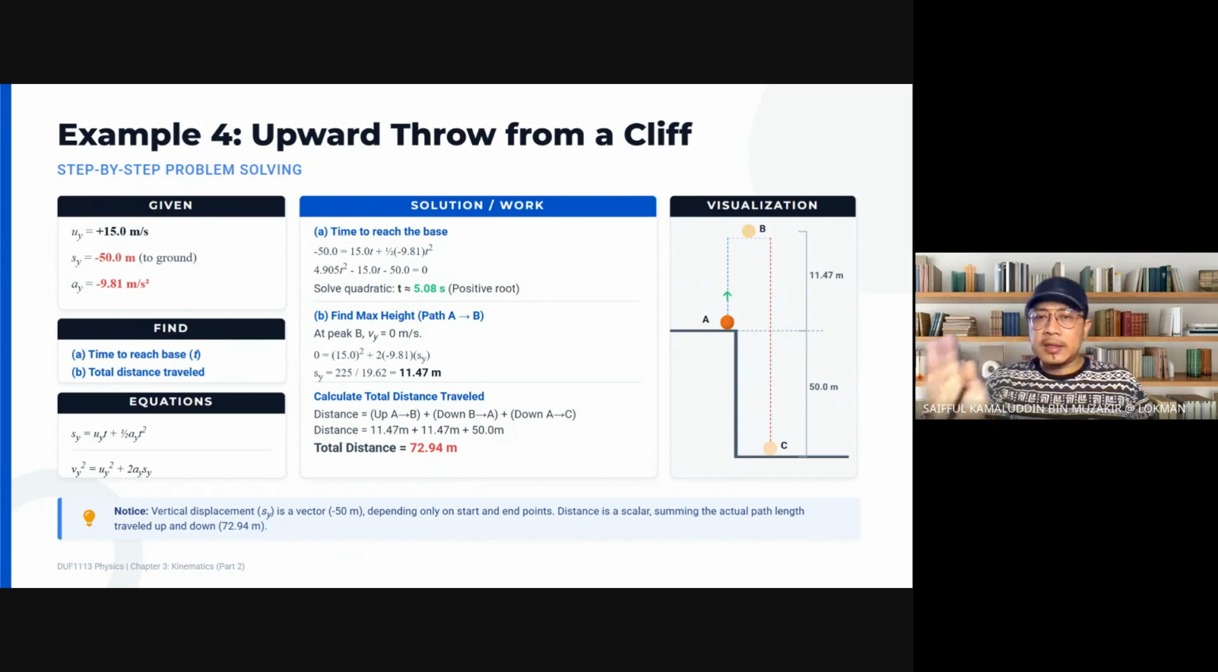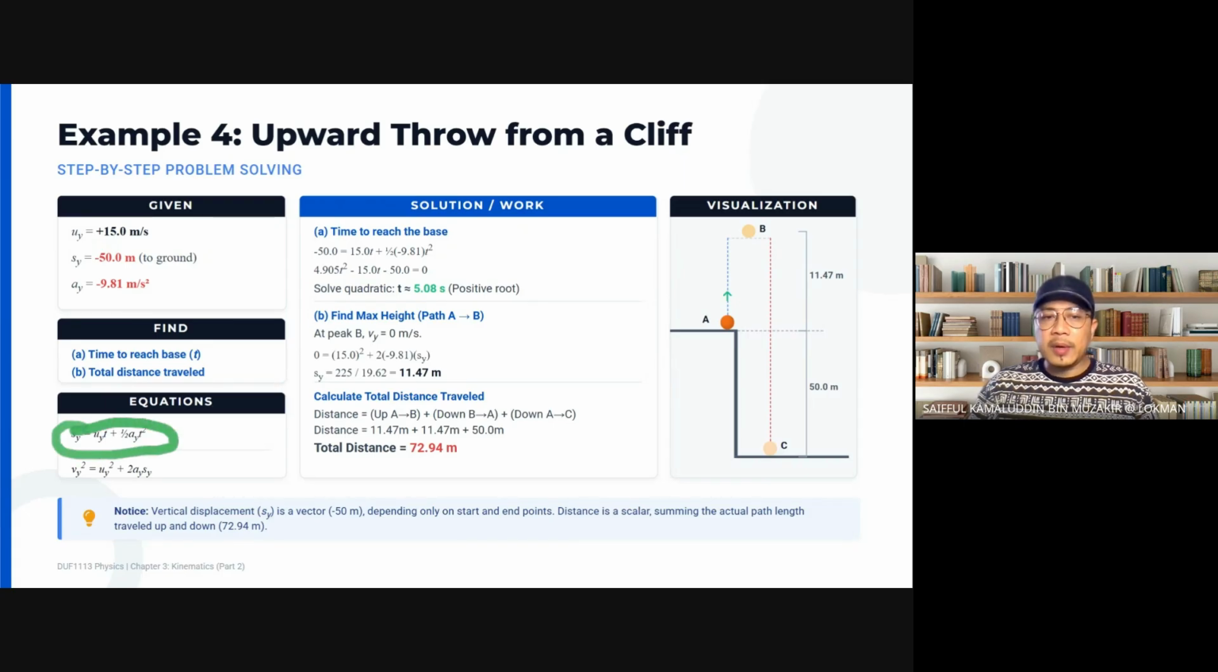but we are at the edge of a cliff, such that if you look at the figure on your right hand side, we are throwing something upward, then the object keeps on falling down to the bottom of the cliff. So the difference is our sy is no longer equal to 0. The sy here is negative because sy came from the equation of s equals ut plus half at squared. So this is the equation.